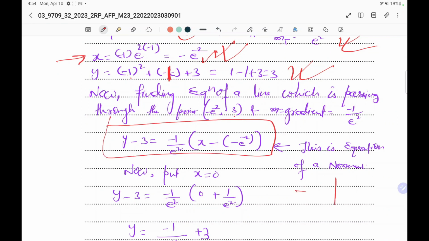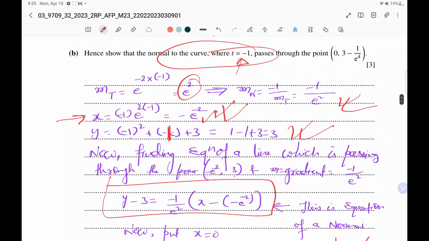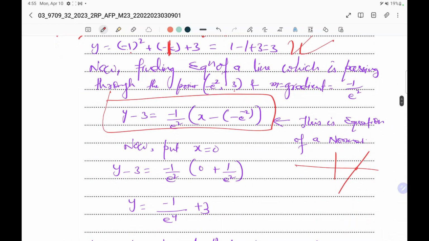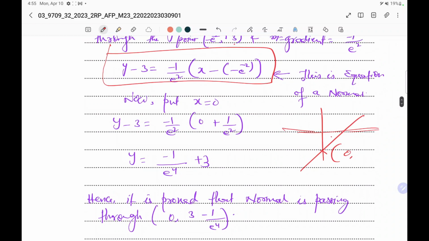But that normal is crossing the y-axis, not the x-axis, because it is 0 comma something, so the y-axis. Your normal is crossing somewhere on the y-axis like this. So x is 0, then I need to find y. According to the graph, your normal will be this, and at this point x is 0. What is y? So just put x is 0 over here.